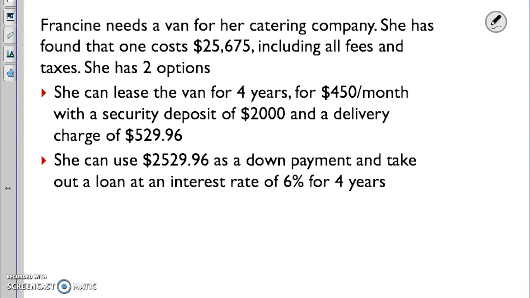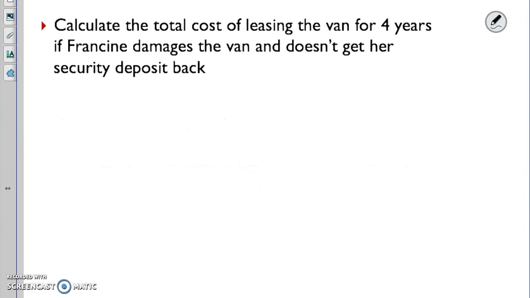She's found one that costs $25,675, including all fees and taxes. She has 2 options. She can lease the van for 4 years for $450 a month with a security deposit of $2,000 and a delivery charge of $529.96, or she can use $2,529.96 as a down payment and take out a loan at an interest rate of 6% for 4 years. Calculate the total cost of leasing the van for 4 years if she damages the van and doesn't get her security deposit back.